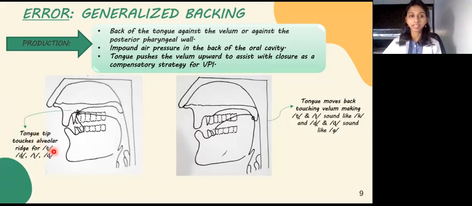As you can see here, sounds like ʈ, t, ɖ, and d, which are normally produced by the tongue tip, are substituted by a backward production, making these sounds like their voiced and voiceless cognate. So t may sound like k, while d may sound like g.